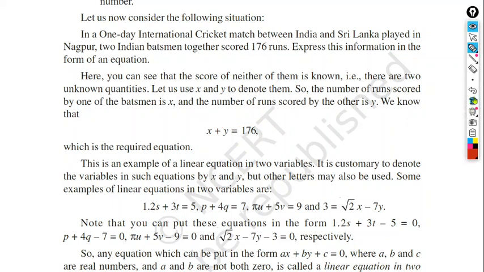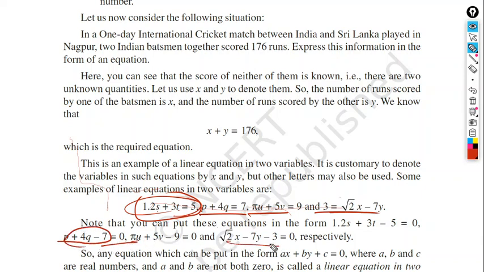You can take several other examples. There are a lot of examples given in your book. Some examples are here, which I have underlined: 2s + 3t = 5, one example. p + 4q - 7 = 0. Okay, these are a lot of examples of linear equations in two variables.